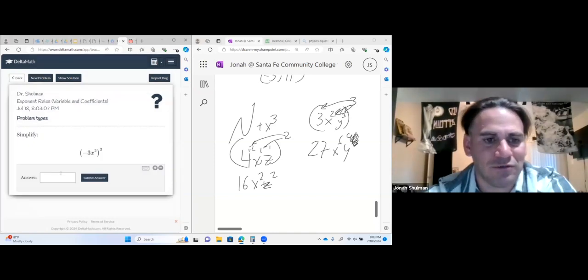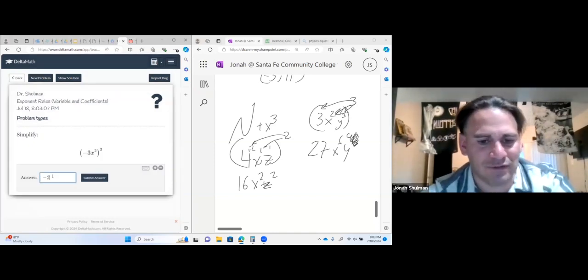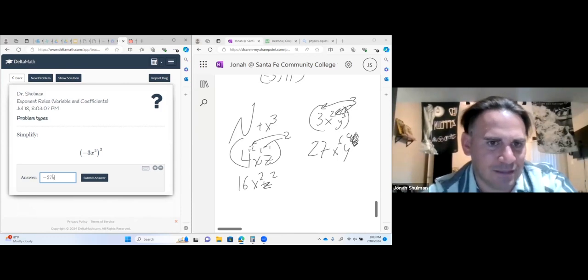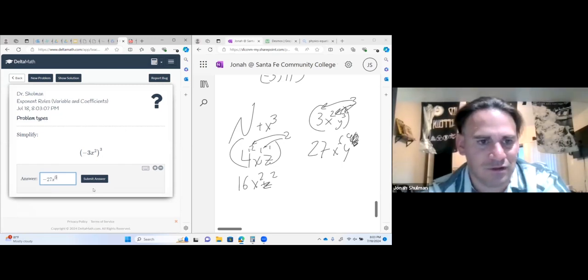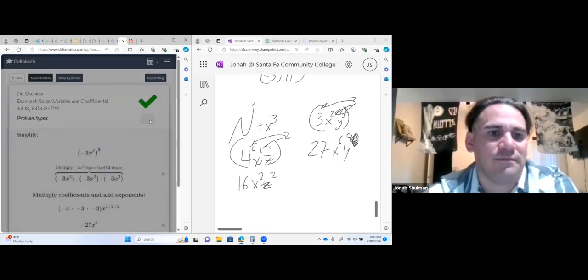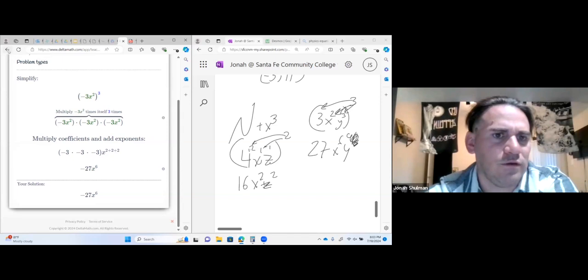Now I got one of these. Oh, it's just like the one I just did. So similar. So this is negative 27. X, 2 times 3 is 6. It's almost the exact same problem I wrote over here. Isn't that wild? Great minds. Beautiful.